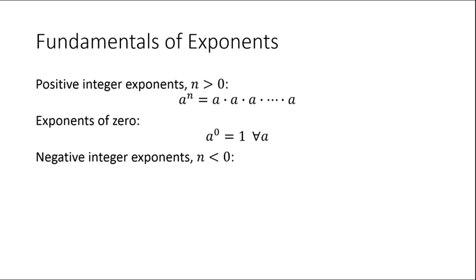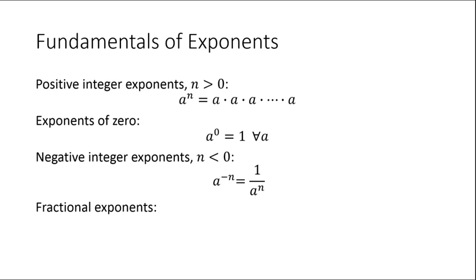If you have a negative integer exponent, all that means is that you need to take the reciprocal of a to that power. Now in this case we're acting as if a is an integer, but this is true even if a is a fraction. So for example, if you had 2/3 raised to the -2, you would take that to be 3/2 raised to the 2nd power.